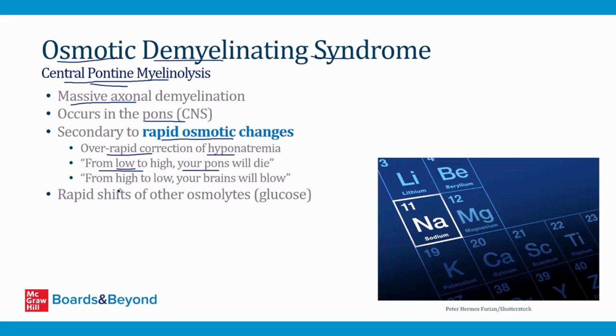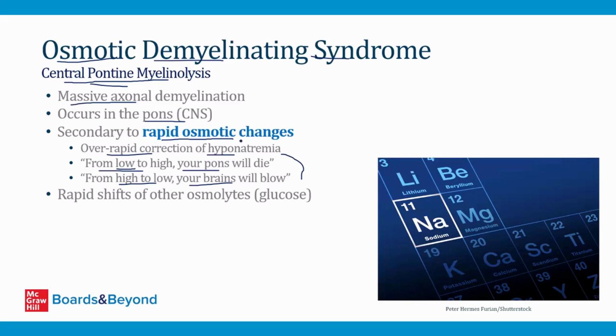and you will get this syndrome. There's a second half to this mnemonic that says: from high to low, your brains will blow, and that's because if you overly correct hypernatremia and bring the sodium down too quickly, you will get swelling of the cerebral cortex. That's a different problem, but it's part of the same mnemonic because they both relate to sodium.